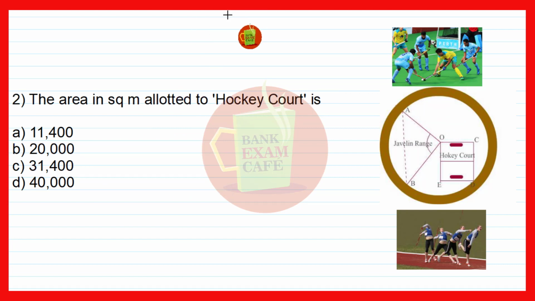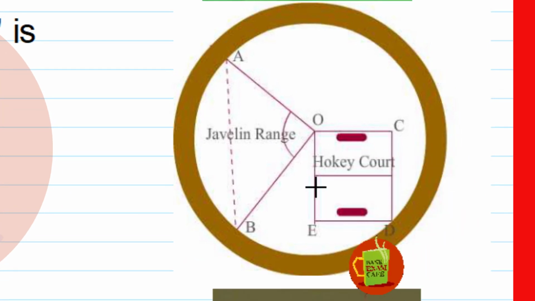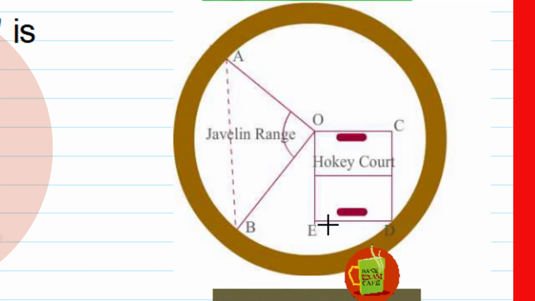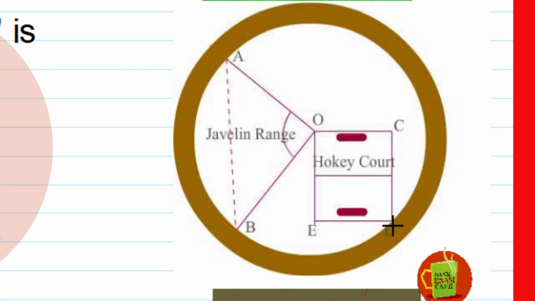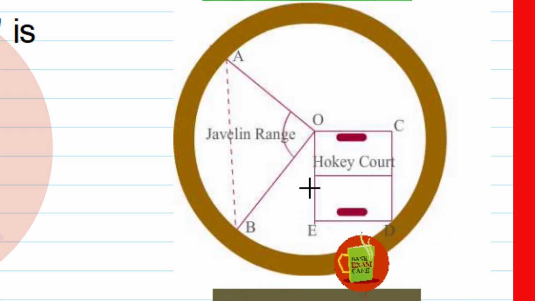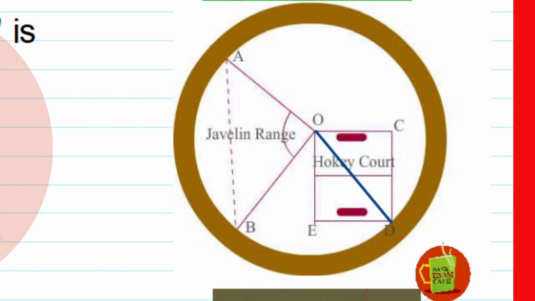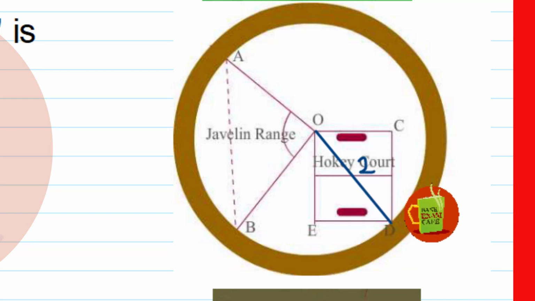Now the next question is the area in square meter allotted to hockey court. We have to find the area of this hockey court. We know that this hockey court is of the shape of a square, but we do not know the sides, therefore we cannot find the area of this hockey court. So first we will have to find the side of the court. So here we see that this OD will be the radius, and radius we know it is given as 200 meter.